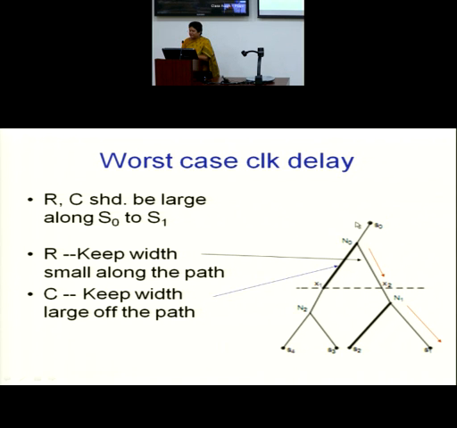This resistance must be minimum and capacitance coming from here, this resistance must be maximum. Worst case situation, and the capacitance coming from off the path is also maximum. So I am increasing the width here. I will increase the width here and I will decrease the width on the line. I will increase the width of the line.